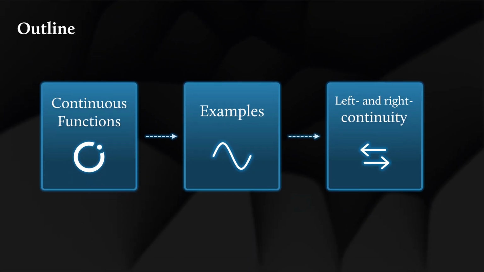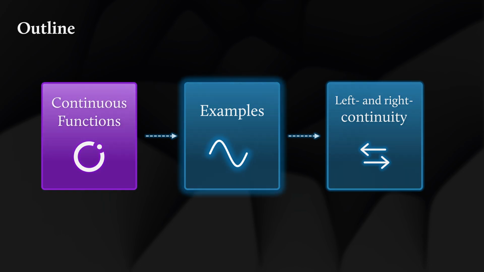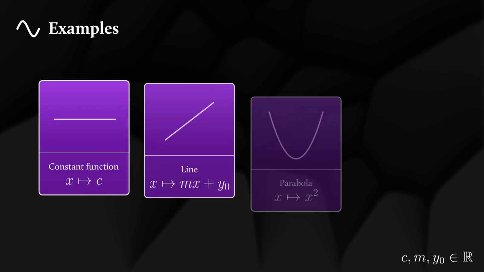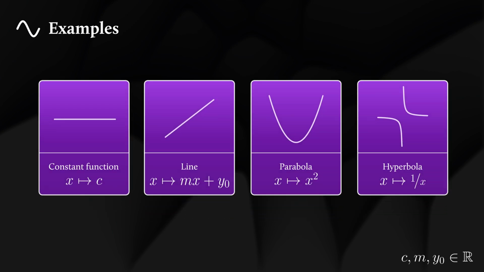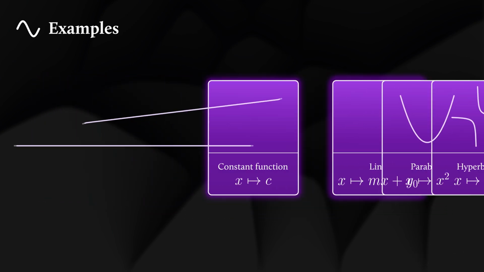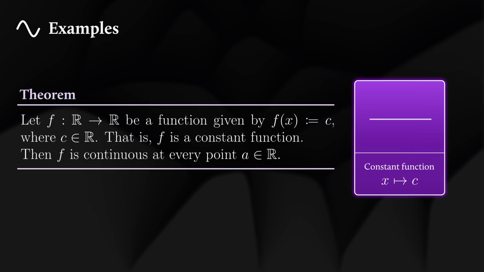Great, so we've discussed what continuous functions are. Let's see some examples now. In Lean4, we formalize that the following functions are continuous on the real numbers. So our theorem is as follows. Let f be a function given by f of x equals c, where c is a real number. That is, f is a constant function.